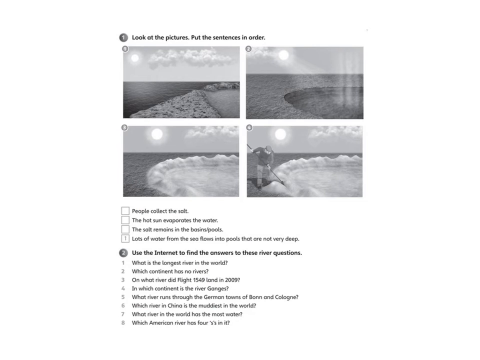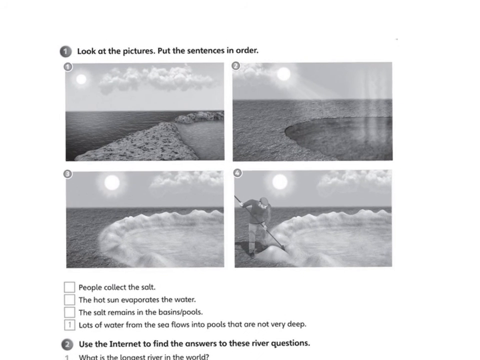On the next page, we have the process of how to obtain salt from the ocean. As we read in the student's book, the oceans contain more salt because the rivers have taken salt into the water. And then, when water evaporates, the salt is left behind in the ocean floor. It says, look at the pictures and put the sentences in order. So, this is the correct order of collecting salt from the ocean.